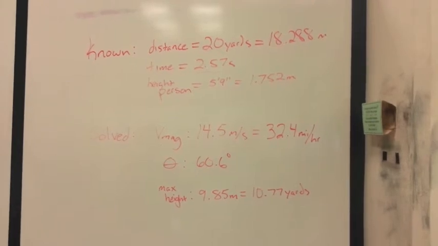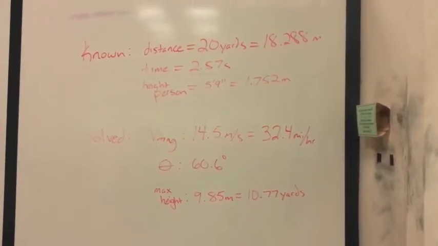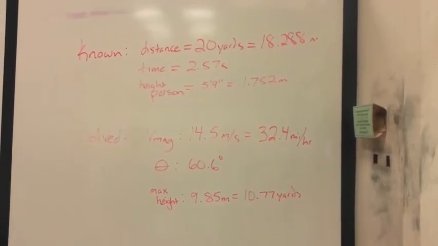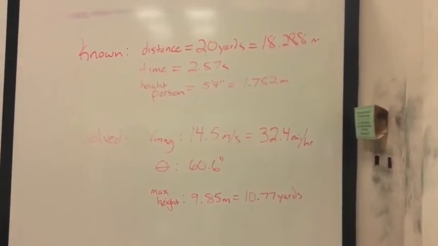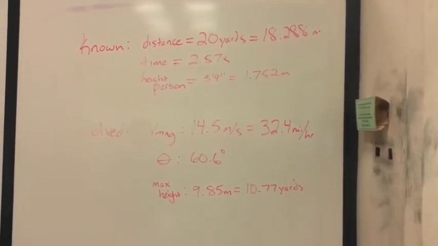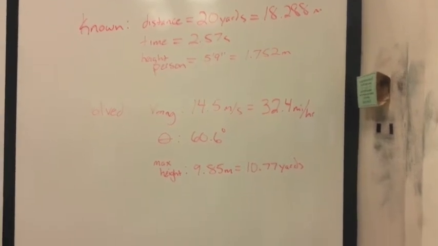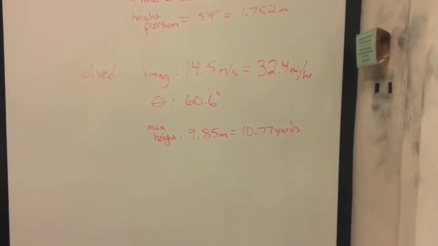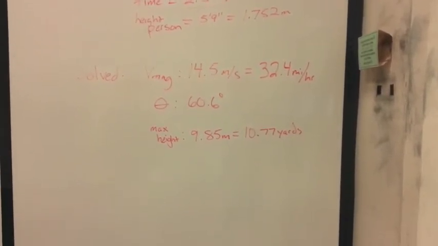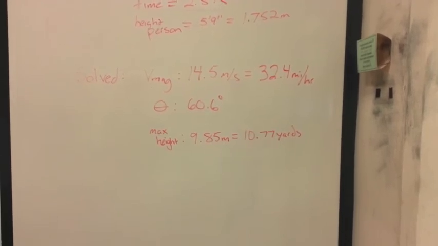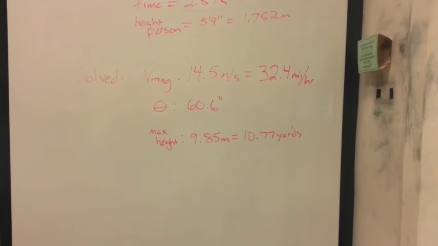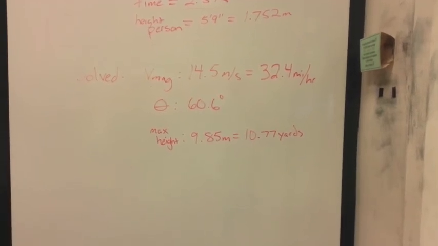In this application of dynamics, we take in the known distance of 20 yards, which we found to be 18.288 meters, the time it took, which is 2.57 seconds, and the height of each person of 5'9", which is 1.752 meters, and we're able to solve for three separate things. We solved for the velocity magnitude, which is 14.5 meters per second, which in more relatable terms is 32.4 miles per hour. We got the angle in which the ball was thrown, which is 60.6 degrees, and we got the max height of 9.85 meters.